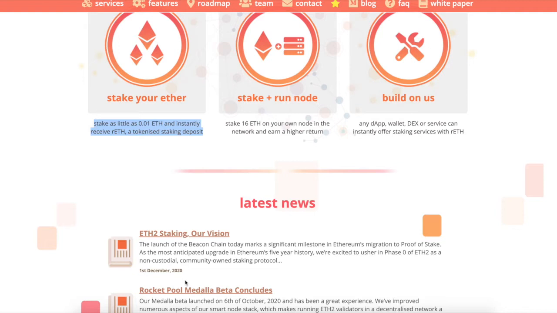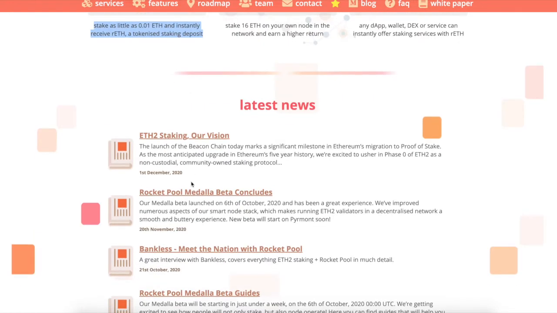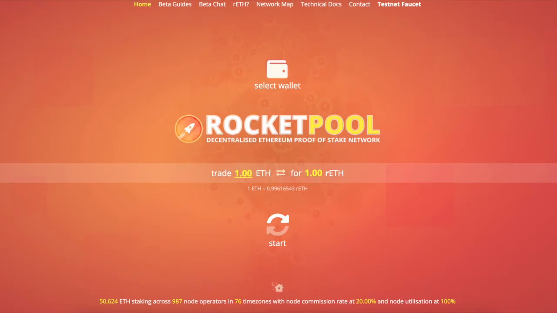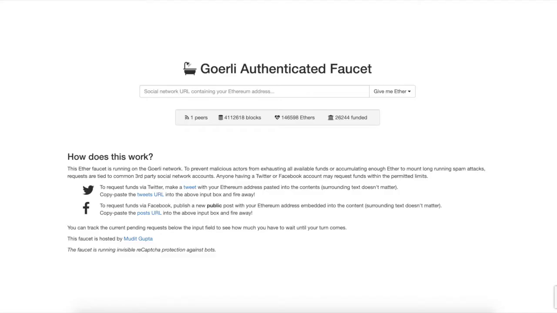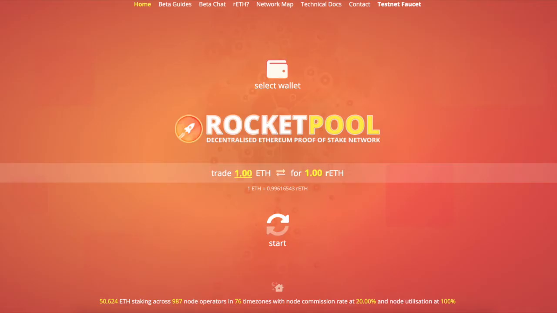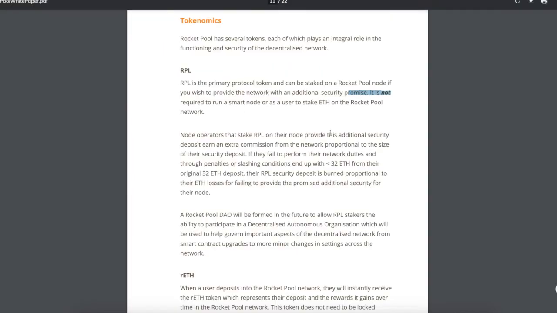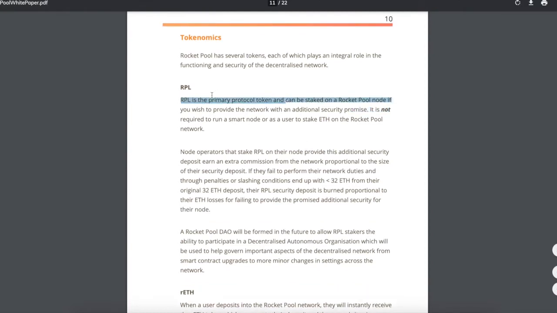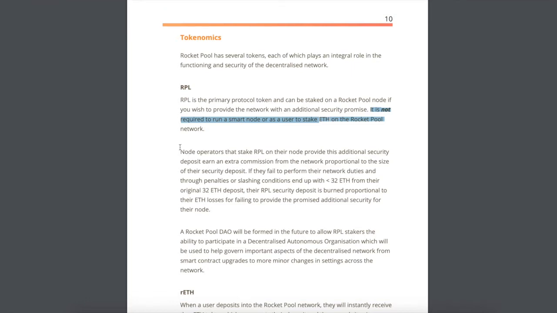Well, first off, it seems like it's correlated with Ethereum being staked on the network. The more people that stake on this network, the more the token goes up, it seems like, because as I showed you earlier on the chart, it matches just about the same price. And there is a benefit to holding the tokens. If you go into the white paper, which I'm looking at right now, guys, bear with me. Okay, so here's the tokenomics. RPL is not required to run a smart node or as a user to stake. So that's important. It's not. But this is also important.